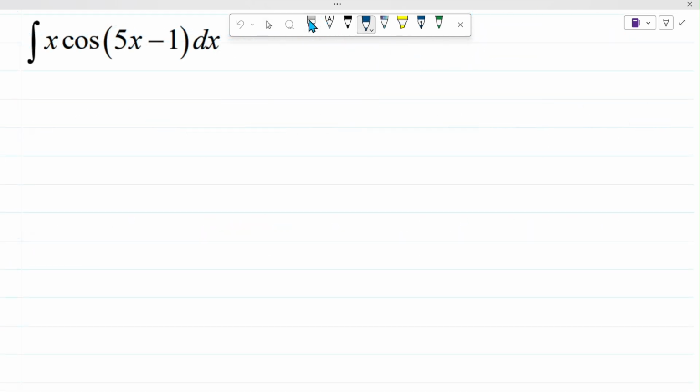We're supposed to integrate x cos of 5x minus 1, and when we check, we cannot make one to be f of x and the other one be f prime of x, meaning that we're going to go with integration by parts as well for this question. So let's write down our LIATE to help us identify which one will be the function that we differentiate and the function that we integrate. So I'm gonna write down our LIATE.